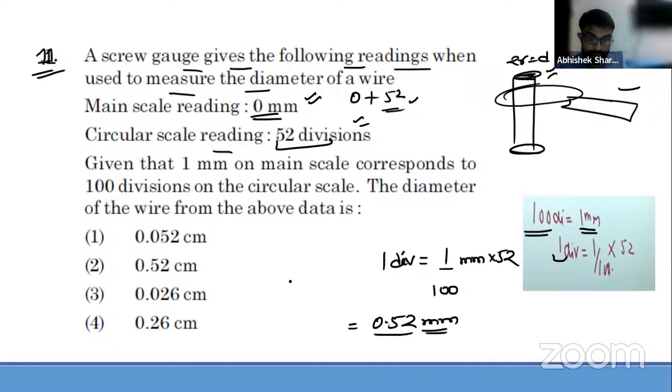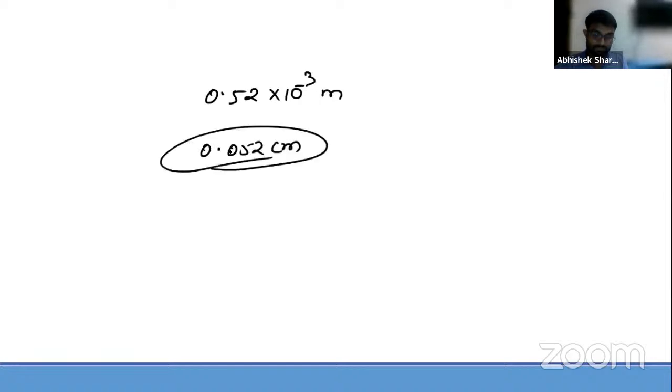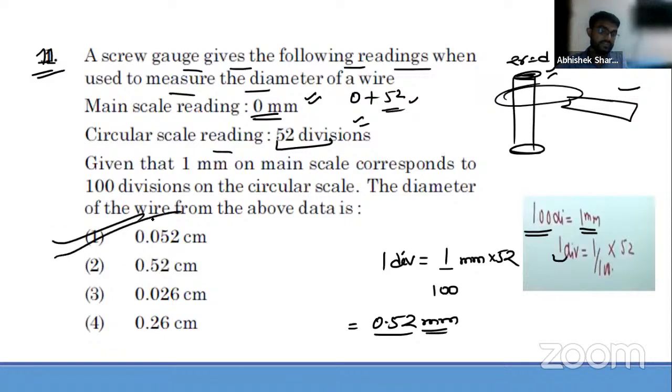So now if we convert this, the diameter will come out to be this one. If we convert this 0.52 millimeter into centimeters, milli is 10 to the power minus 3. So this will give us 0.052 centimeter as the answer. Answer is first. Very easy, straightforward question. Okay.